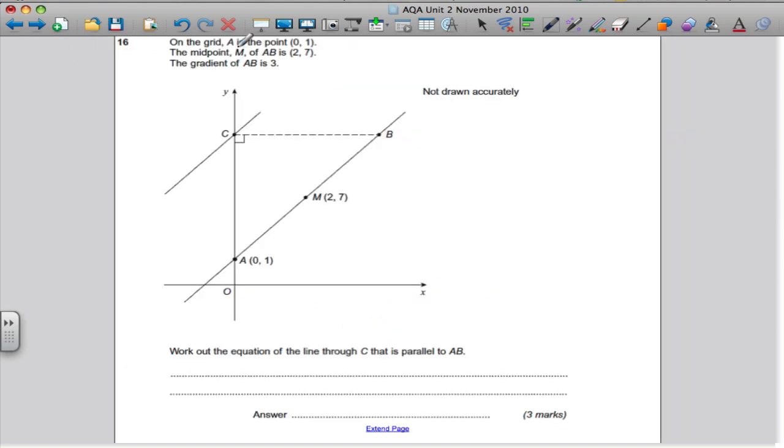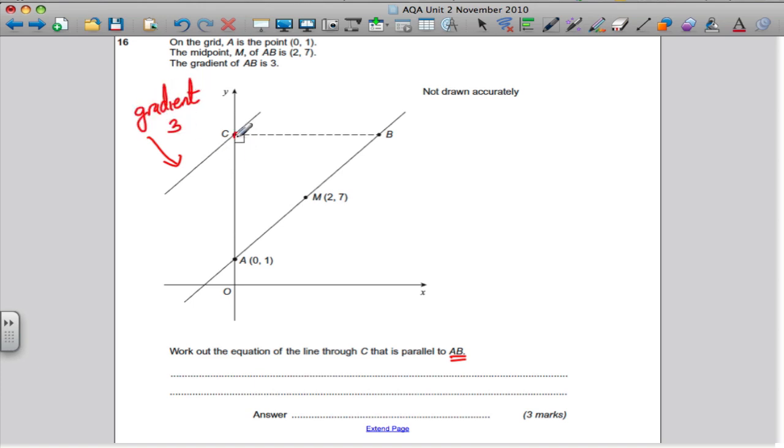Question 16. On the grid, A is the point 0, 1. The midpoint M of AB is 2, 7. The gradient of AB is 3. Work out the equation of the line through C parallel to AB. So you want a line parallel to AB but through C. Right, let's have a go at this. We know that the gradient of this line is 3 here, so we want the gradient for this to be parallel to this. This would also have a gradient of 3. So this here must have a gradient of 3 for it to be parallel.